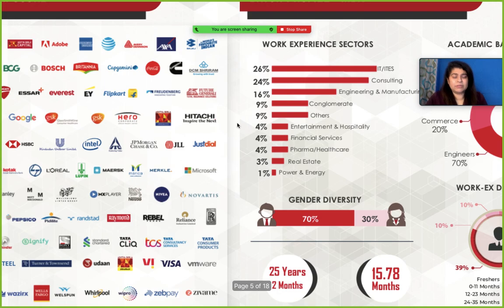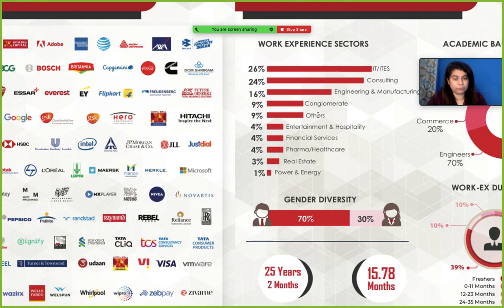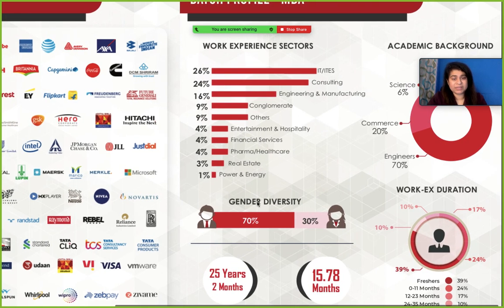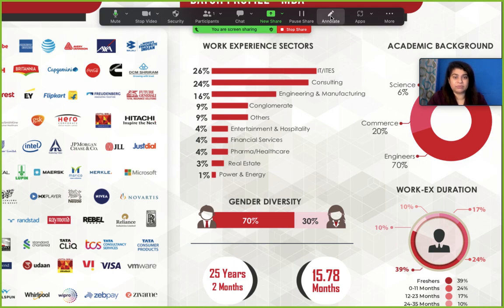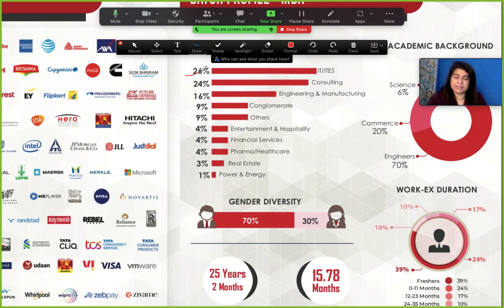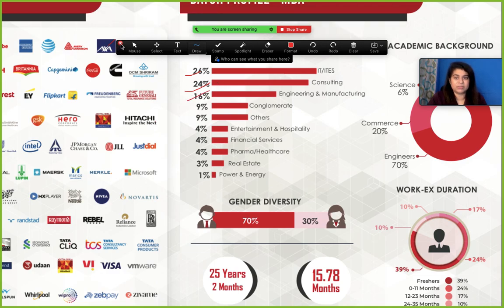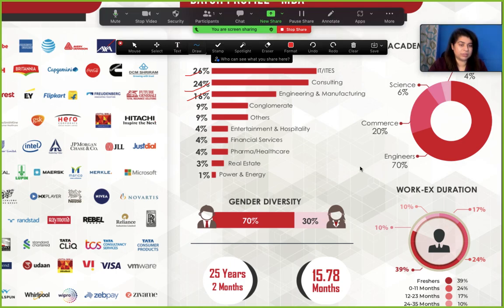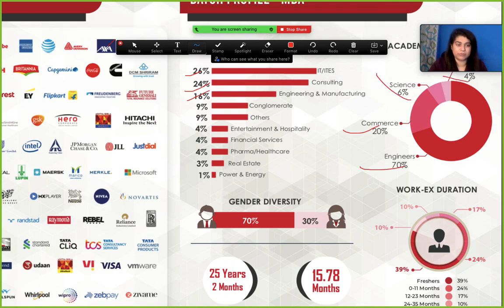So first thing, if you look at the batch profile, you see gender diversity is 70-30, 70% male, 30% females. Work experience sectors, if we see, highest is IT/ITeS, second is consulting, then engineering. So that's your work experience background. Academic background, we see 70% are engineers, 20% commerce, 6% science, 4% others.